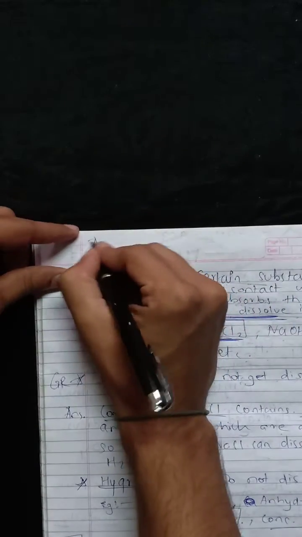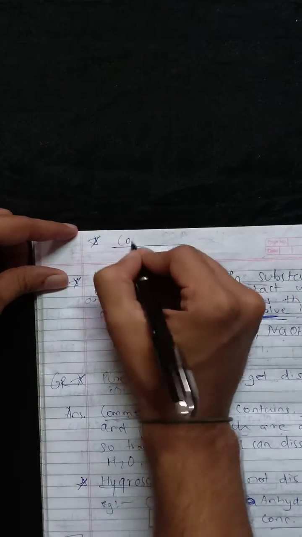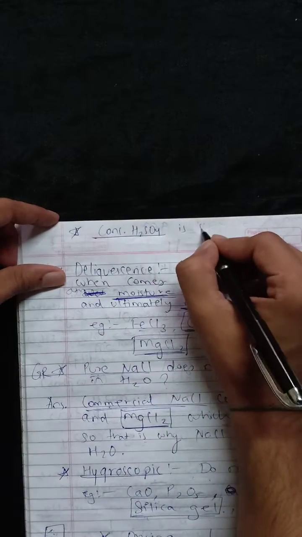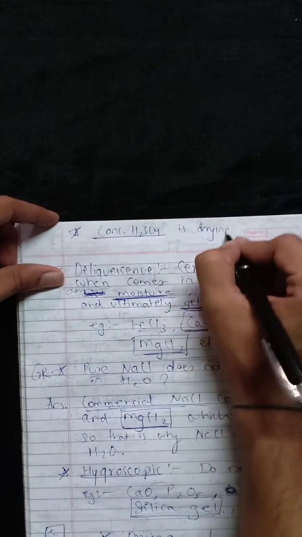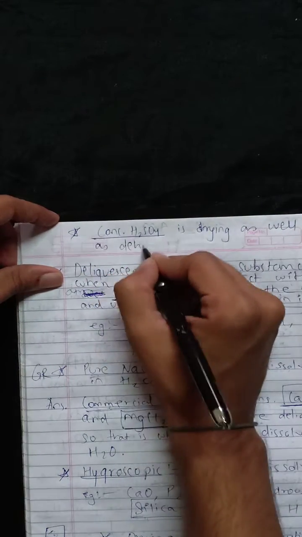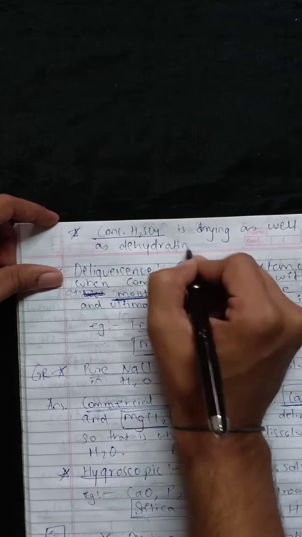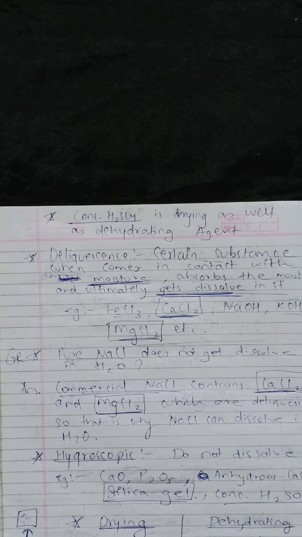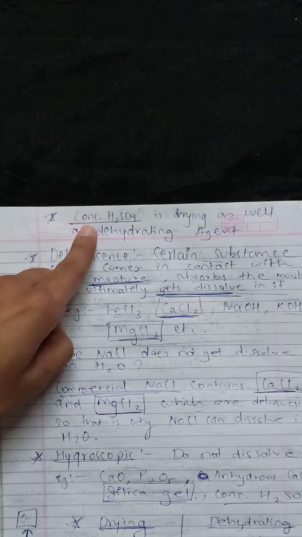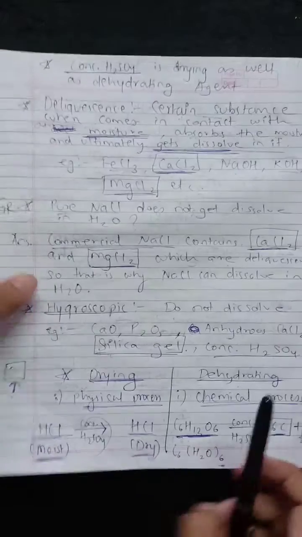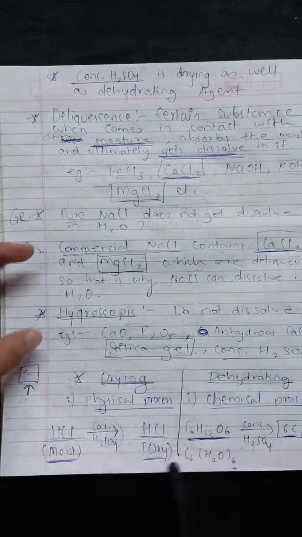See, at the top of the margin you write, because this is very important, concentrated sulfuric acid is drying as well as dehydrating agent. This is very important. Concentrated sulfuric acid is drying as well as dehydrating agent. If you don't write the word concentrated, your answer would be wrong. Okay, so you should be careful regarding this part.